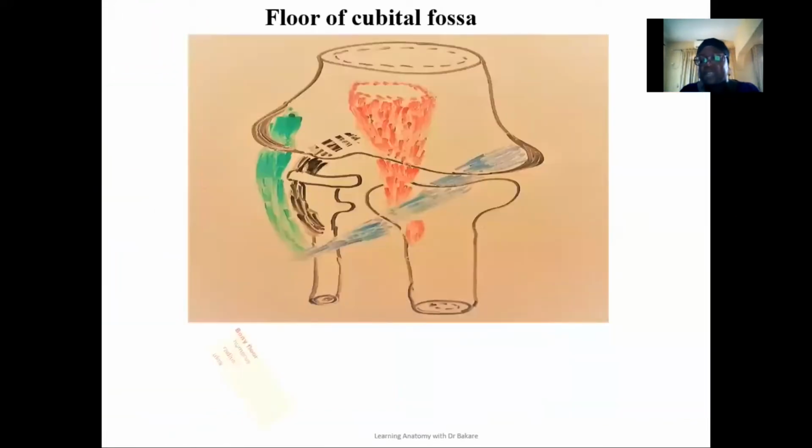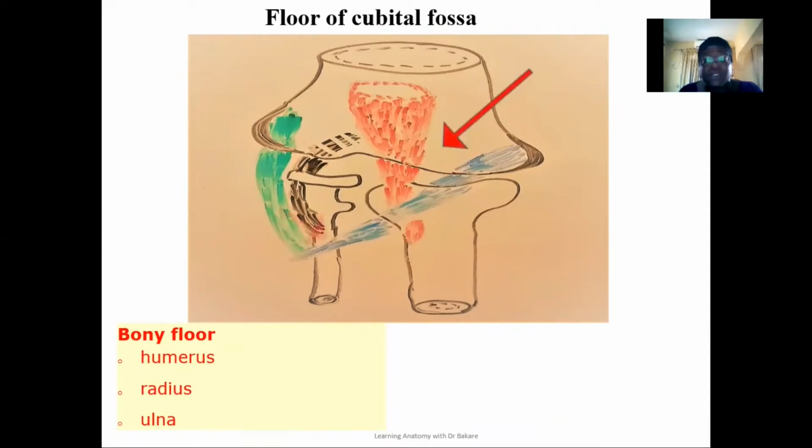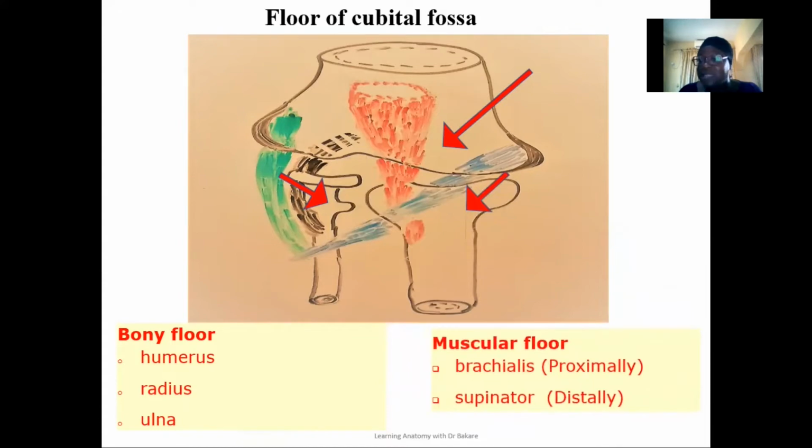The bony compartment should come so easy. We should know that the bony compartments that form the floor of the cubital fossa should be the lower part of the humerus, the proximal part of the ulna, and also the proximal part of the radius. So these three bones will form the bony configuration of the floor of the cubital fossa. And this is the distal part of the humerus. We have the proximal part of the radius and the proximal part of the ulna. Then going to the muscular compartment that forms the floor of the cubital fossa, we have the brachialis muscle proximally.